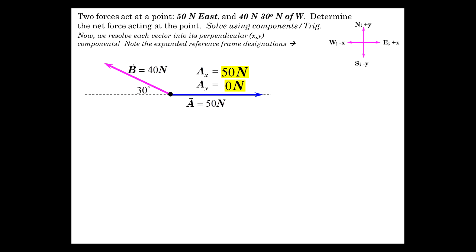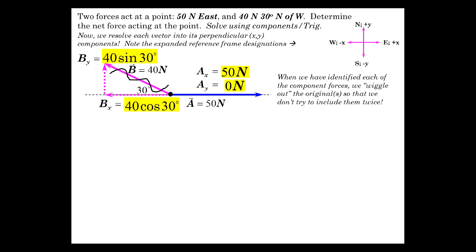Let's do the same thing with vector B. For B, we got our x component and our y component. B in the x direction, well, just the hypotenuse times cosine of 30. So 40 cosine of 30. And B in the y is 40 sine of 30. Now, once we have those components identified, I'd like to wiggle out the hypotenuse so that we don't try and add it a second time. So just kind of clears that out, realizing you don't have to think about this anymore, and all the components are what you see here.